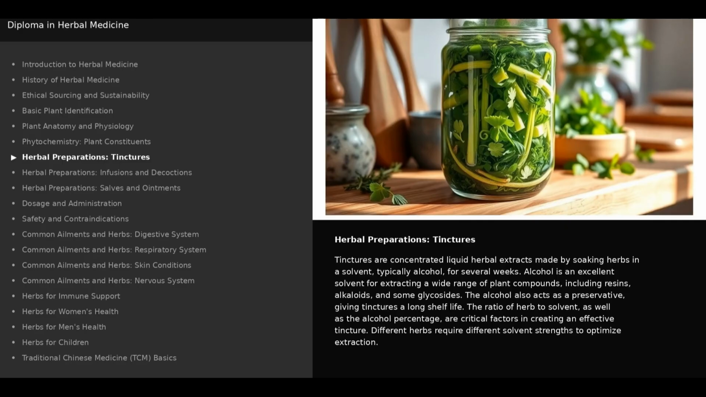Herbal preparations, tinctures. Tinctures are concentrated liquid herbal extracts made by soaking herbs in a solvent, typically alcohol, for several weeks. Alcohol is an excellent solvent for extracting a wide range of plant compounds, including resins, alkaloids, and some glycosides. The alcohol also acts as a preservative, giving tinctures a long shelf life. The ratio of herb to solvent, as well as the alcohol percentage, are critical factors in creating an effective tincture. Different herbs require different solvent strengths to optimize extraction.